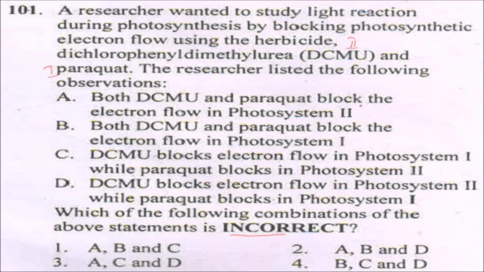Both DCMU and paraquat block the electron flow of pigment system 2. No. Both DCMU and paraquat block the electron flow in pigment system 1. No. Rather, DCMU will block pigment system 2, whereas paraquat will block pigment system 1. So both of these are wrong statements. Here, sorry, DCMU blocks electron flow in pigment system 1. No, it will block pigment system 2. So this statement is also wrong. The only statement which is correct is that DCMU blocks electron flow in pigment system 2 while paraquat blocks in pigment system 1. So the incorrect answer will be A, B and C.